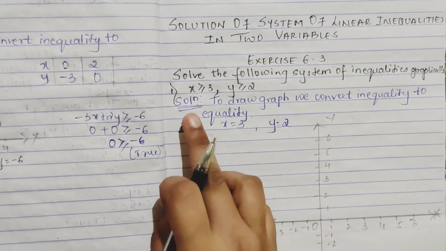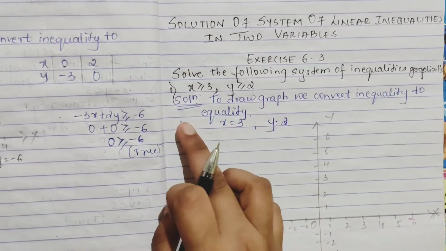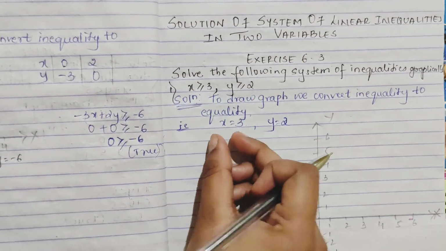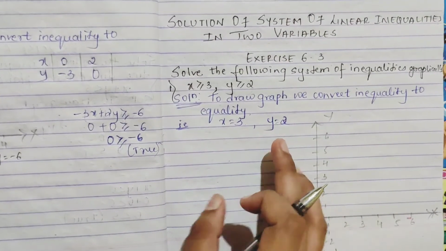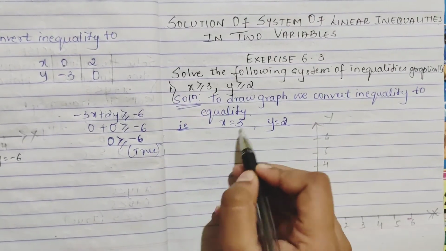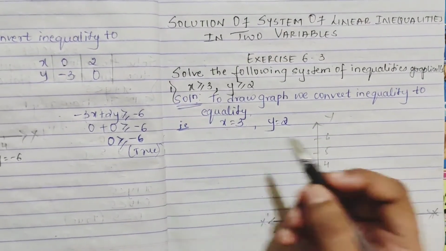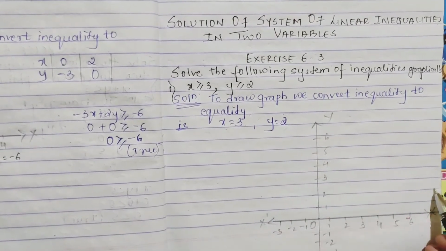Simple. So how do we start? You know how we draw. We need to draw a graph. We convert the inequality to equality. So this becomes x is equal to 3, y is equal to 2. When you have this, it is very easy. There's no need to find a solution, because when only the x part is there, the line is parallel to your y-axis. When only y is there, it is parallel to your x-axis, right?